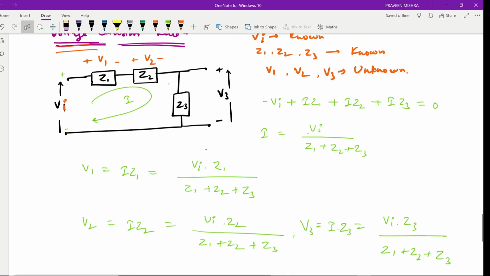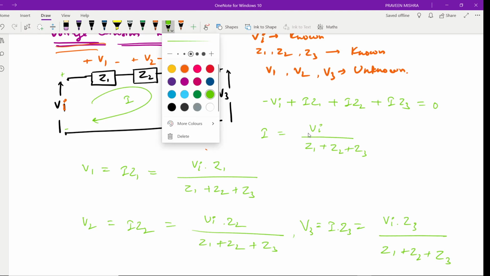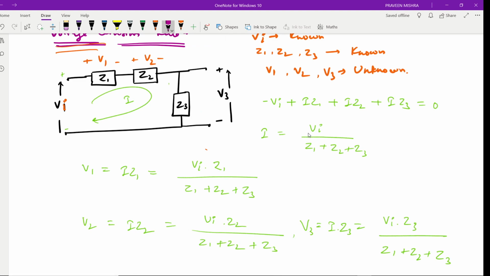By applying KVL rules also you can find out, but you have to use it in complex problems. That's why you have to remember what is happening here. If you want to find out V1, the voltage across Z1, then in the numerator the impedance will come only Z1. That's why input voltage Vi is there, so Vi into Z1.